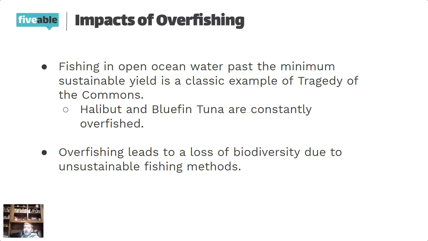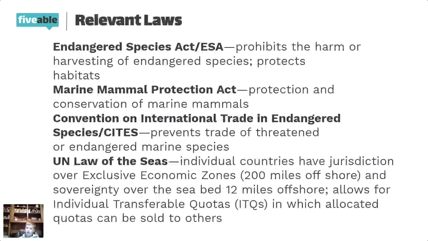All right. Now, what are we going to do to protect these things that are being overfished? We have a few relevant laws that the AP exam has so kindly told us go with this unit. So we have the Endangered Species Act, which prohibits the harm or harvesting of endangered species and protects their habitats. So basically, the government says, no, that species is endangered. You can't take that. You can't kill that cheetah for its fur. No, that's illegal. That's what the Endangered Species Act does.